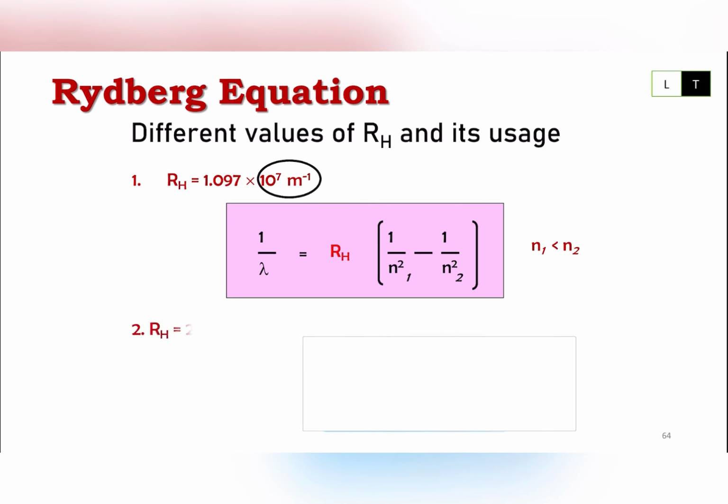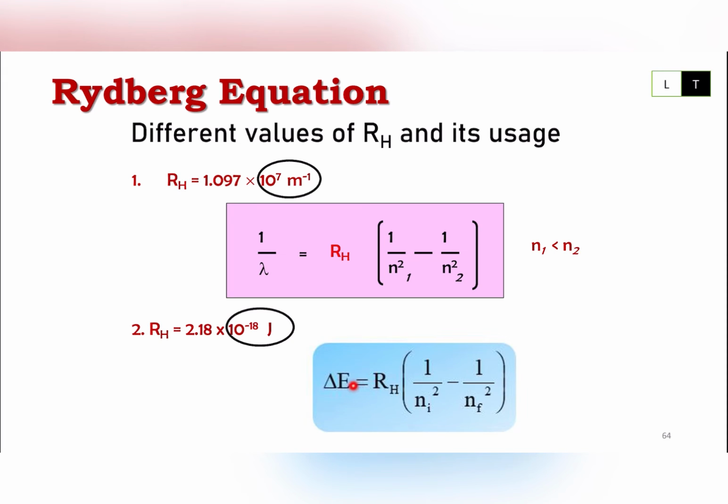Next, I have another value for Rydberg constant is 2.18 exponent negative 18 joule. So the unit is different right now compared to the previous one. This is per meter, this is joule. I'm going to use this Rydberg constant only to calculate the value for energy difference here, delta E.